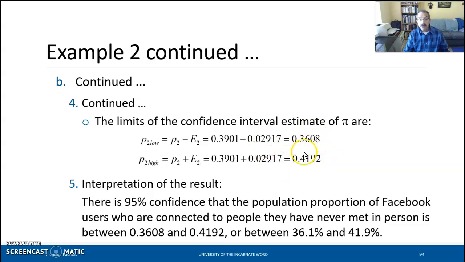So interpreting this confidence interval, we can say that there is 95% confidence that the population proportion of Facebook users who are connected to people they have never met in person is between 0.3608 and 0.4192, or between 36.1 and 41.9%. All right, so this is the second example, and we're going to stop this section here.